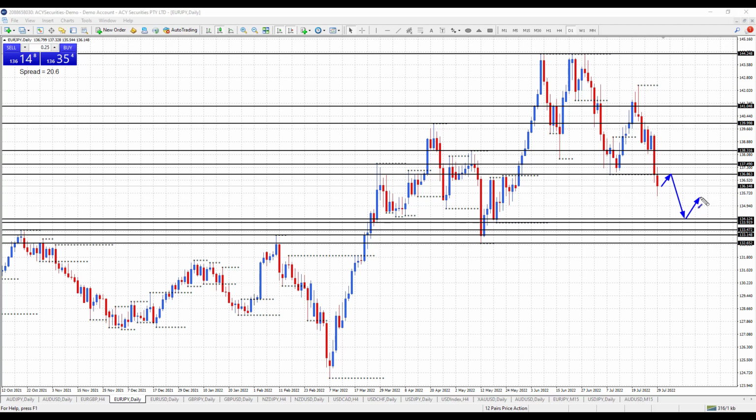Alright, so that's what I'm looking for next week. Can we hold now below 136.86 on a retest for a move down to test monthly support at 134.12?